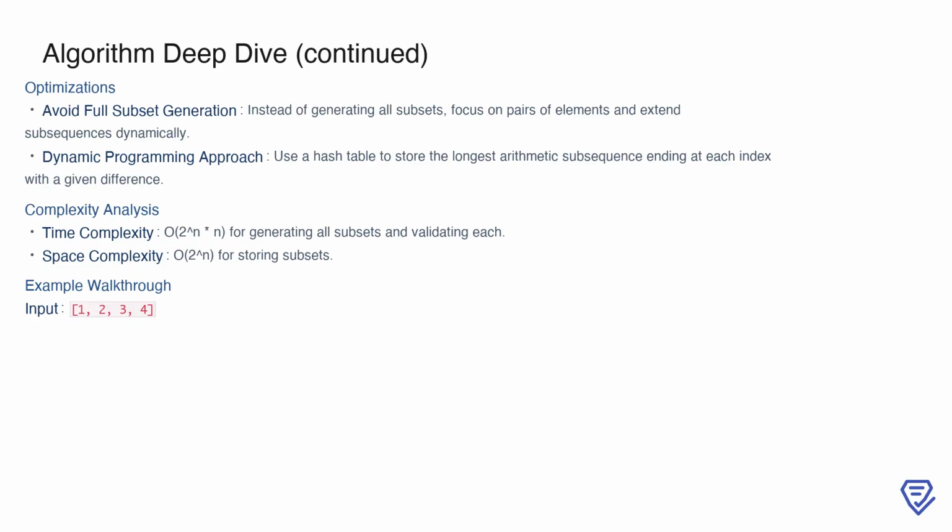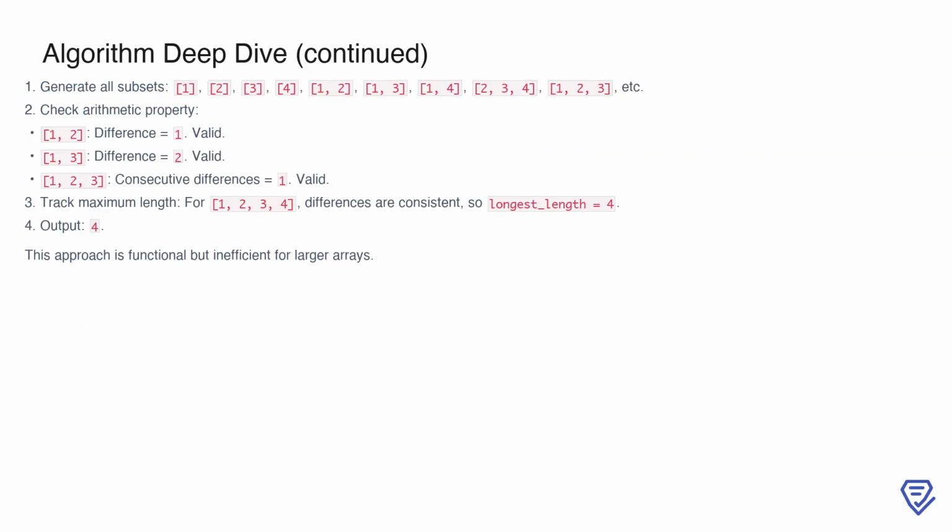The space complexity is 2 to the power of n, due to the storage of subsets. For example, given the input [1, 2, 3, 4], we can demonstrate how this works in practice. Starting with the input [1, 2, 3, 4], we generate all possible subsets, such as [1, 2, 3, 4], [1, 2], [1, 3], [1, 4], [2, 3, 4], [1, 2, 3], and so on.